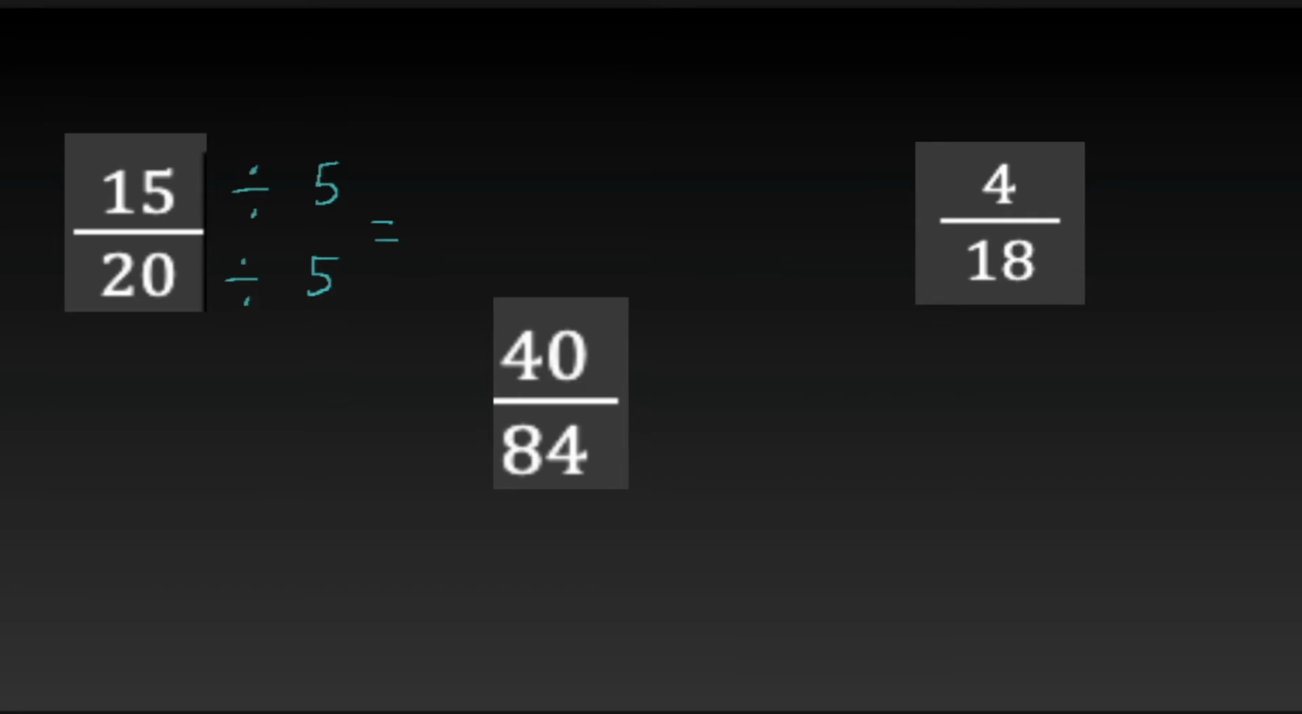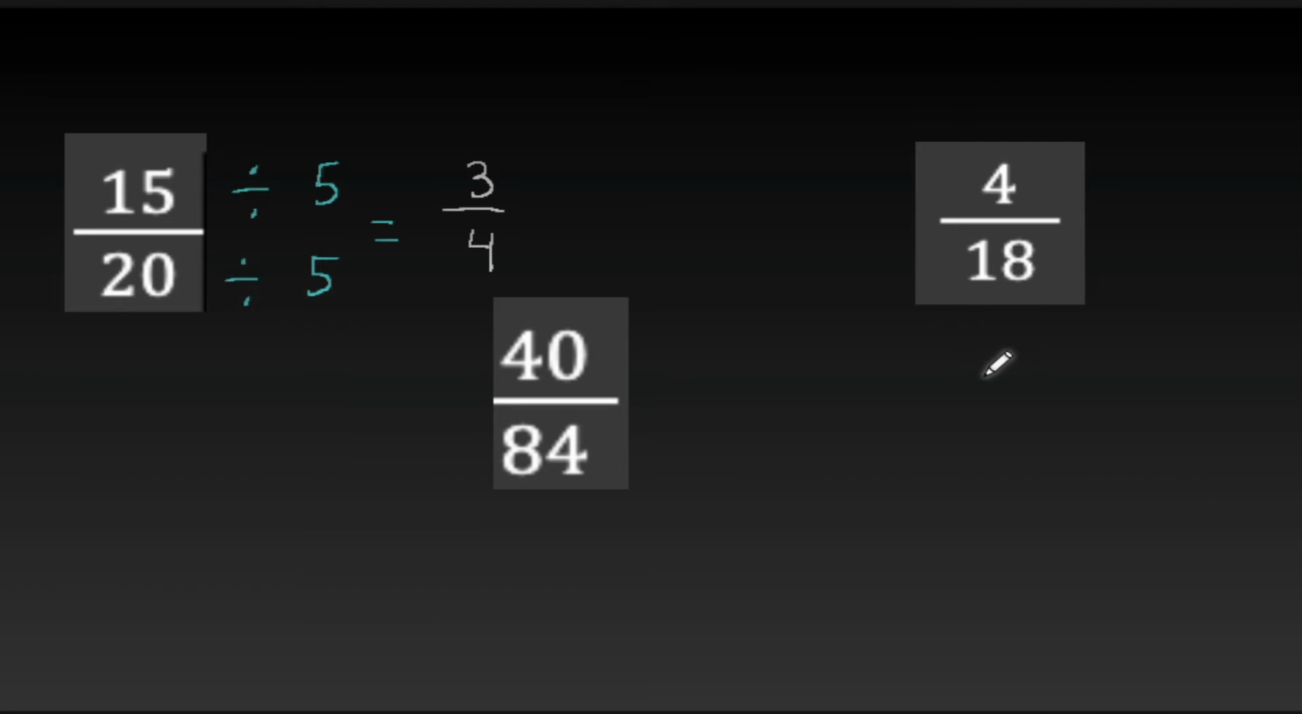Doing that leaves us with 15 divided by 5 is 3. 20 divided by 5 is 4. So the answer is 3/4. So 15/20 when simplified is equal to 3/4, and it can be proven. 3 times 5 is 15, 4 times 5 is 20, giving us back the original fraction.